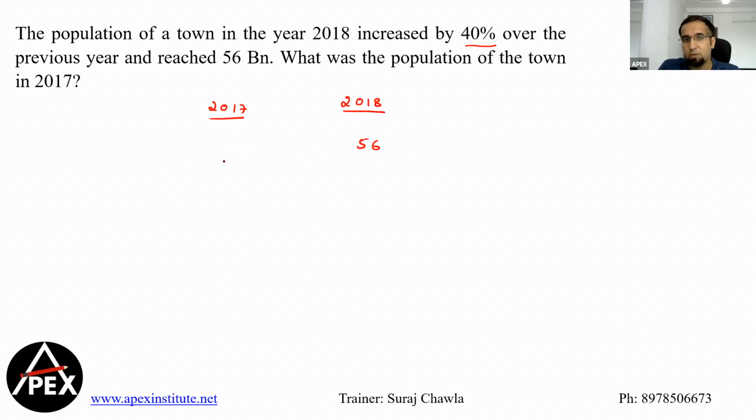A 40% increase becomes 140 percentage of the initial value, which is equal to the final value. The 0 and 0 get cancelled, leaving 14 ones and 14 fours. So therefore, the initial value is equal to 40 billion. Let's solve this, please.